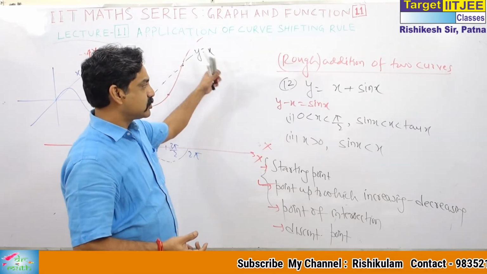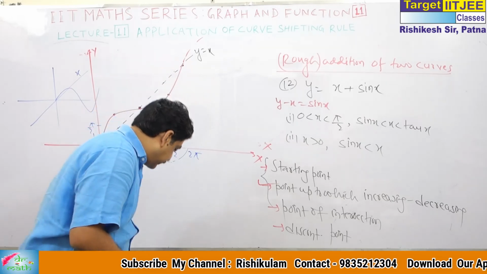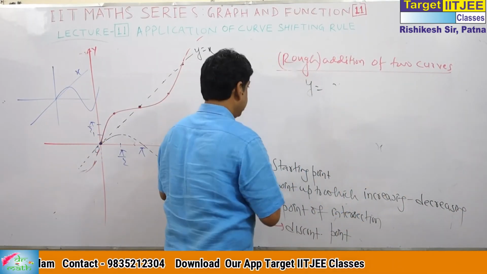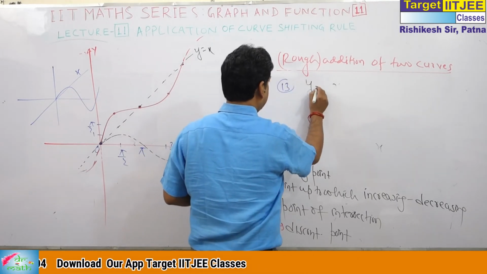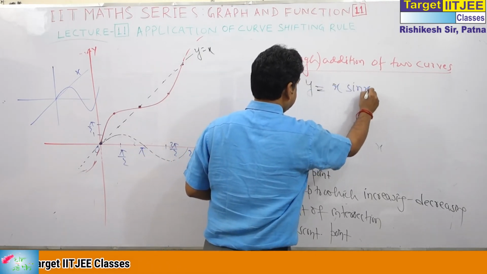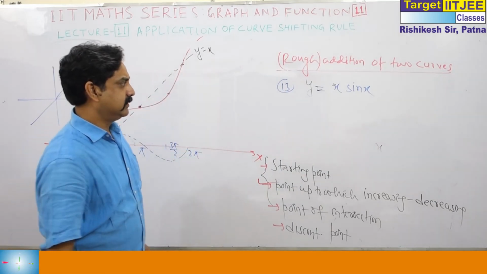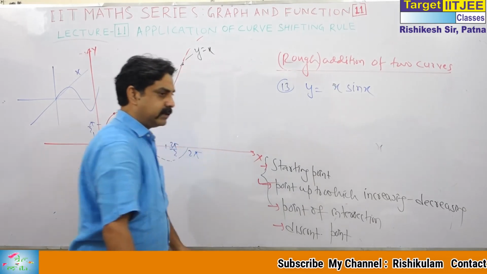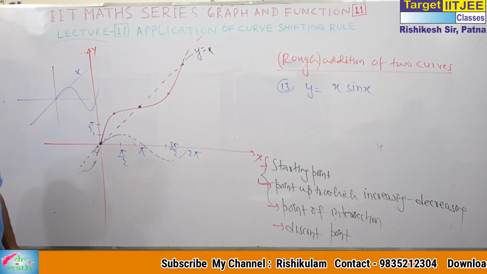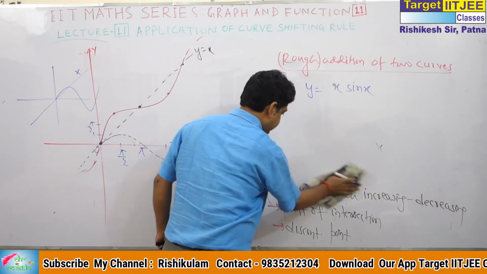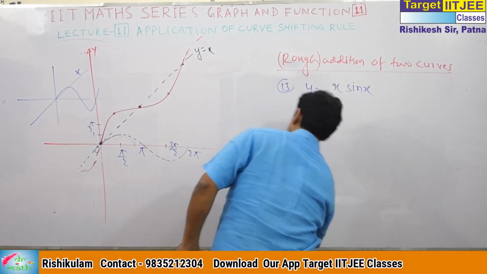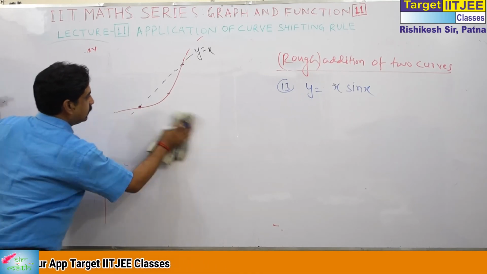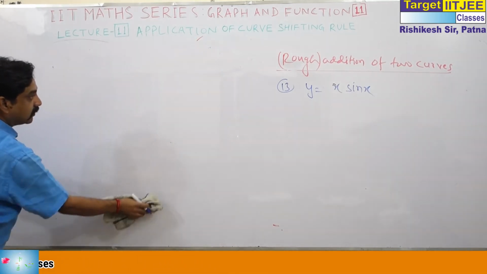Before ending the class, I would like to draw one more interesting graph. This will be the last of this section. Let's come and see. Actually this is y is equal to x sin x. Interesting one. Not very beneficial from the examination point of view, but this is a very interesting one. y is equal to x into sin x. How? Let me erase this one. How?